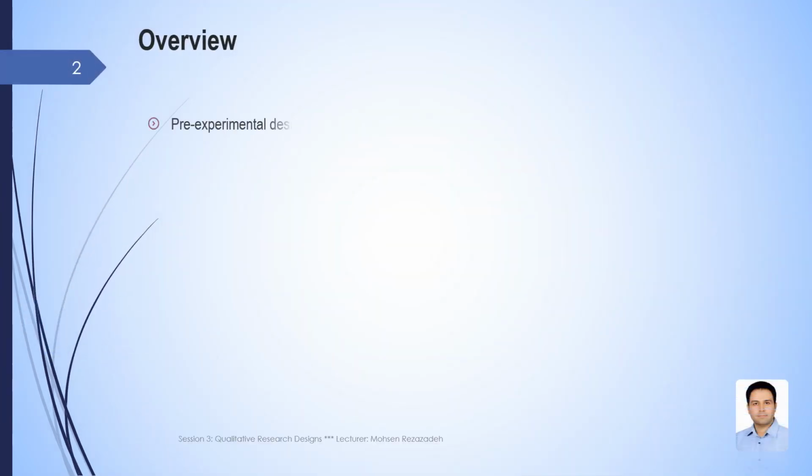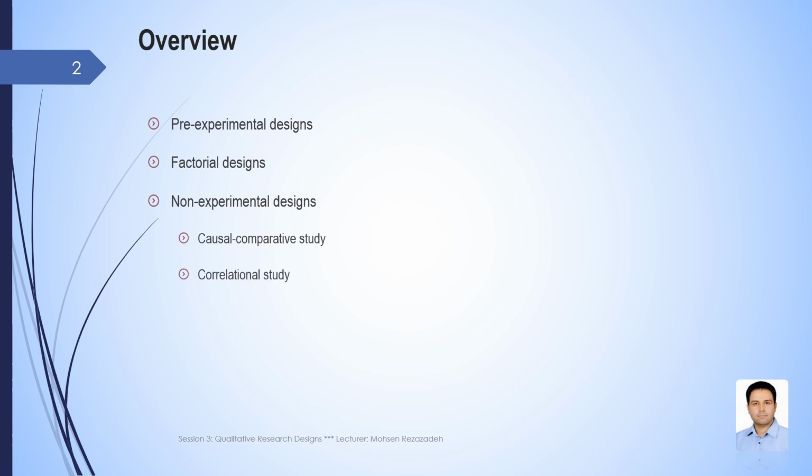Last session we talked about pre-experimental designs, factorial designs, and also we talked about non-experimental designs. If you remember, we said that we have different types of non-experimental designs, namely causal comparative study, correlational study, descriptive research, survey research, and field research.